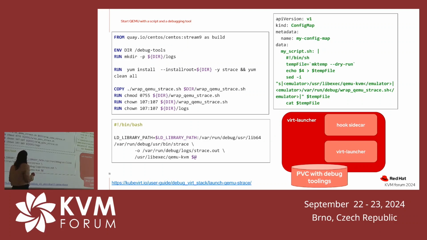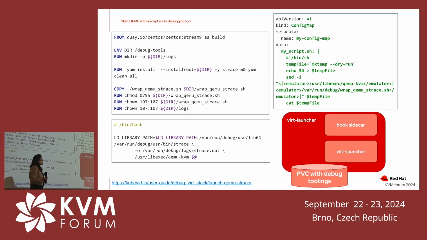Additionally, I will also copy in that directory a wrapping script. We are going to talk about this in a second, but basically it's this file here. Okay, so I have installed strace with a dependency in this directory, and basically what I need to do is copy the content of this directory into the PVC. This is the way we bring additional binaries and additional files inside the virt-launcher pod.